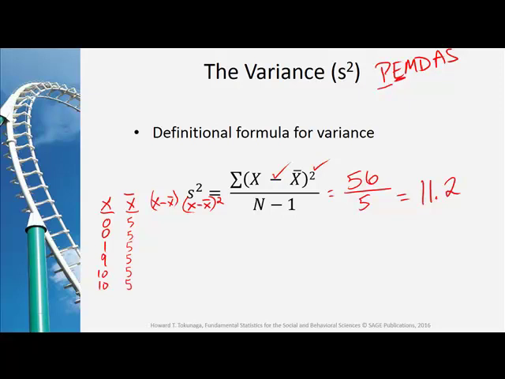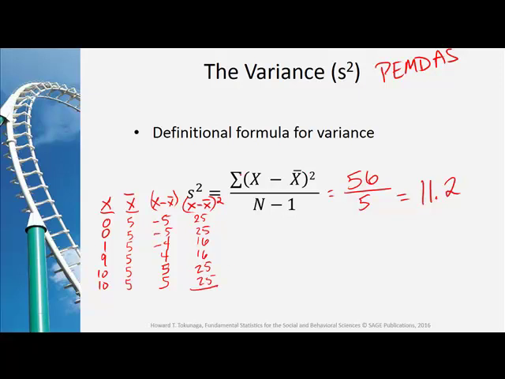Okay, so let's go back through my steps. First step is to do what's in the parentheses. It's the P of PEMDAS. 0 minus 5, minus 5. 1 minus 5 is minus 4. 9 minus 5 is a positive 4. 10 minus 5 is a positive 5. Squaring these, I got 25, 25, 16, 16, 25, 25.